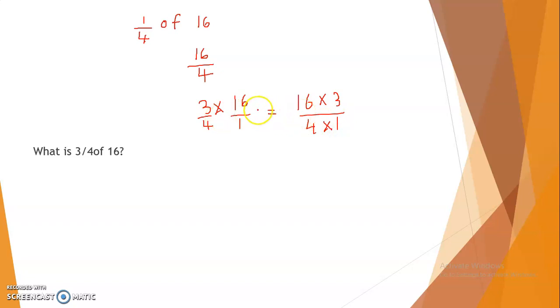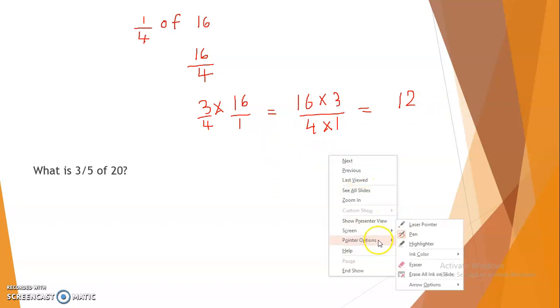We know 3 into 16 is same as 16 into 3. That is why we wrote it like this. Now we know, what is 16 divided by 4? It is 4, right? So this becomes 4 into 3 is 12. 4 into 3, 12.